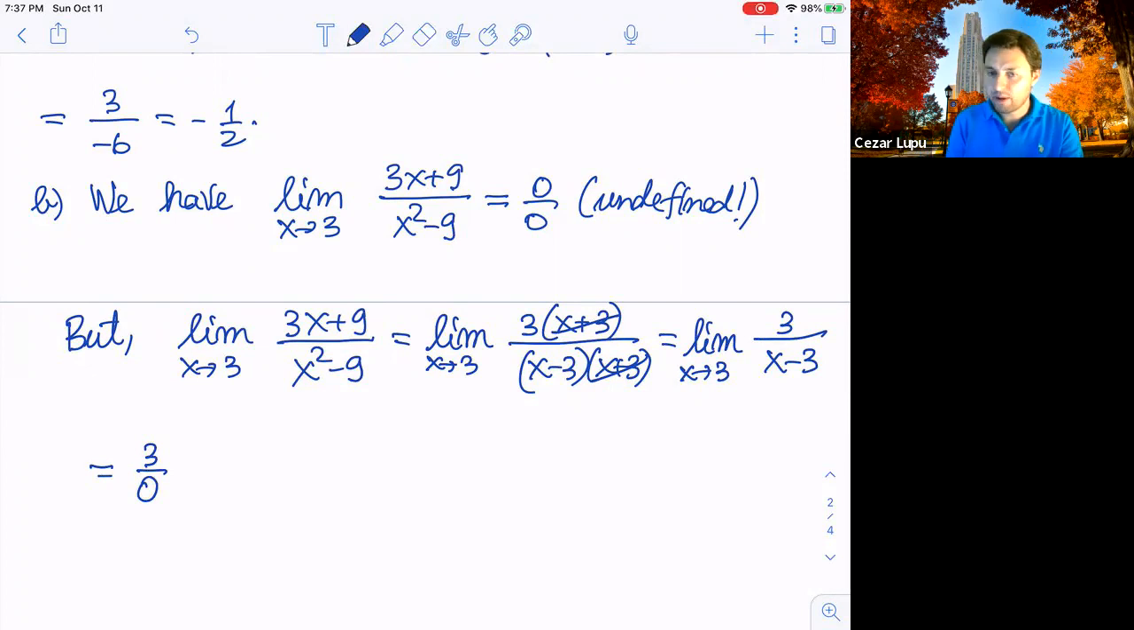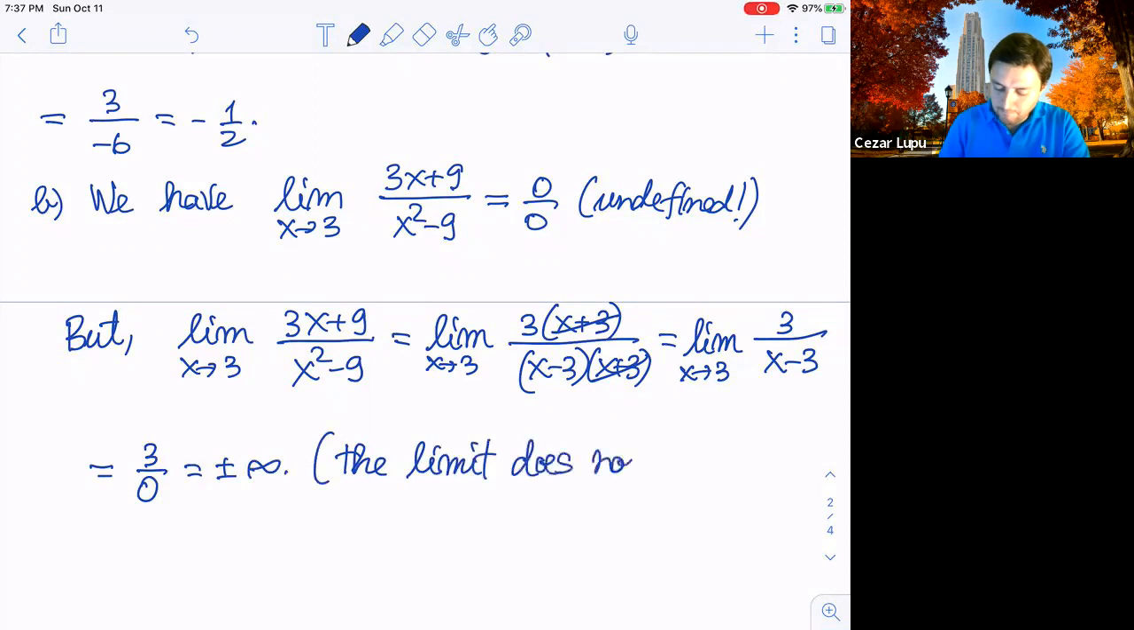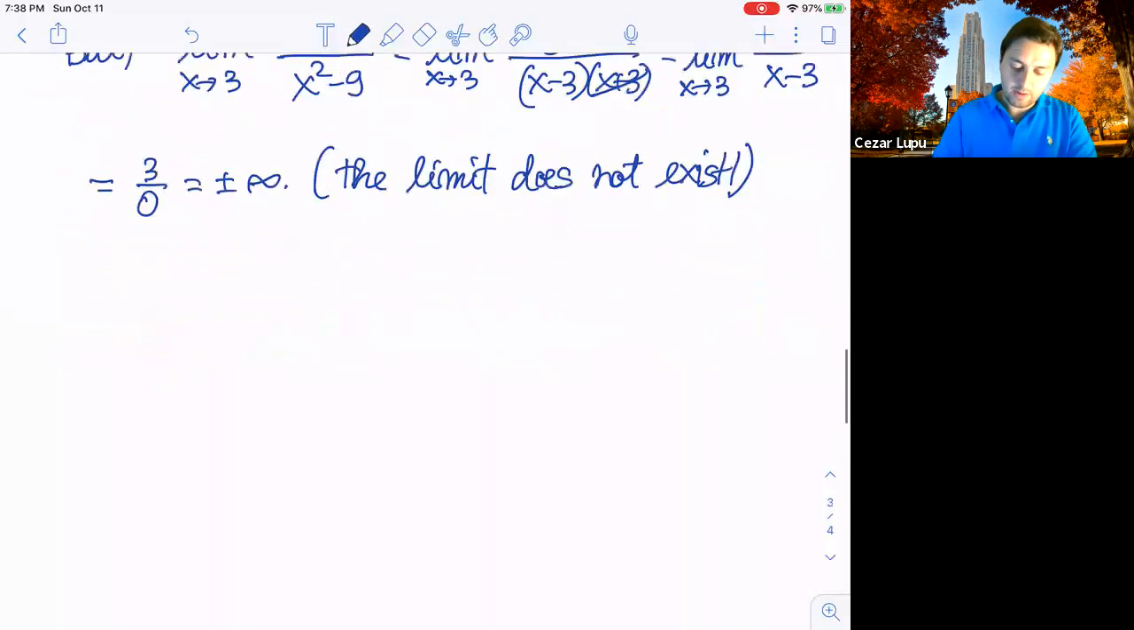Well, now the question is, 3 over 0 depends. If you approach 3 from the left, it will be negative infinity. If you approach 3 from the right, it will be positive infinity. And maybe we can say that this is plus minus infinity if you want. So we can say the limit does not exist. Well, you can say it's infinity, but if you want to be very particular about this, you can say that the limit does not exist, right? Depends on whether it's 0 minus or 0 plus, whatever. All right, now let's see the third one.